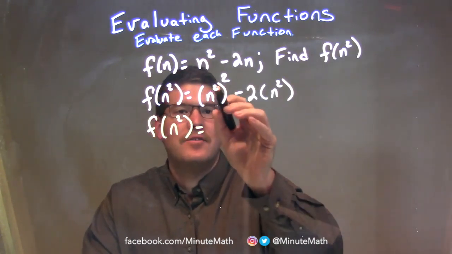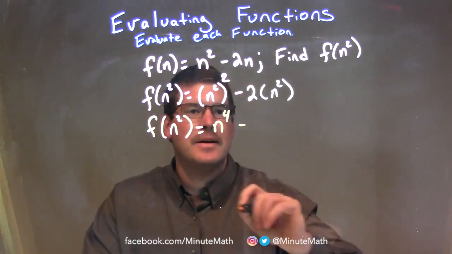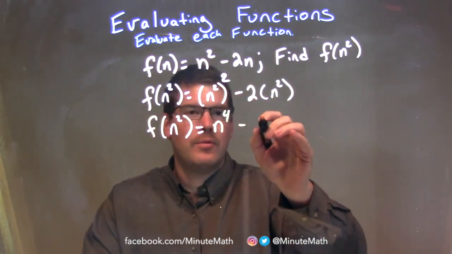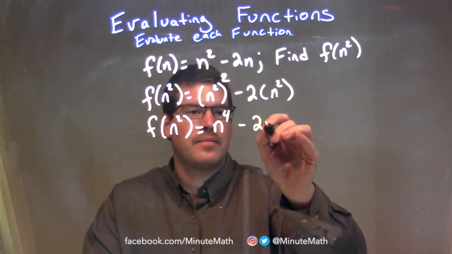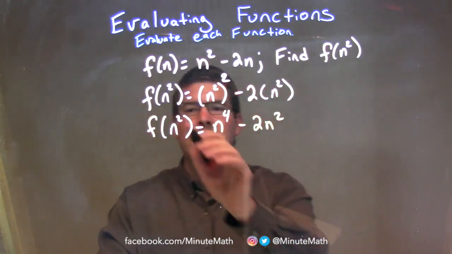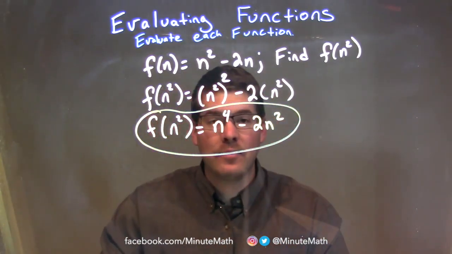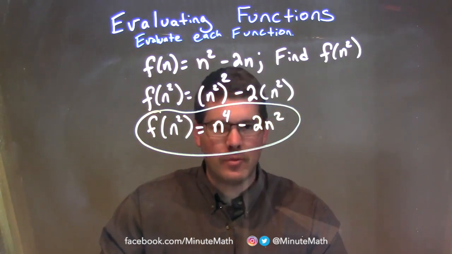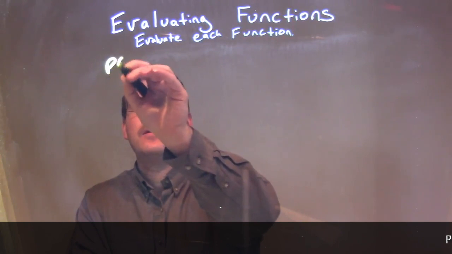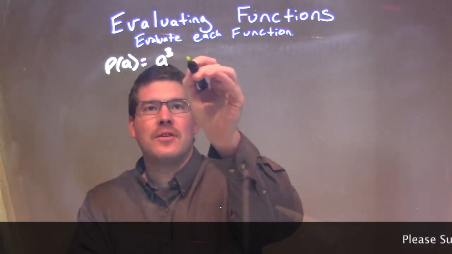equals, right, 2 times 2 is 4, so we have n to the 4th power here, minus, and we multiply negative 2 times n squared, which is just negative 2n squared. And since we have no like term that we can combine, this is our final answer. F of n squared is equal to n to the 4th minus 2n squared. P of a is equal to a to the 3rd minus 5.